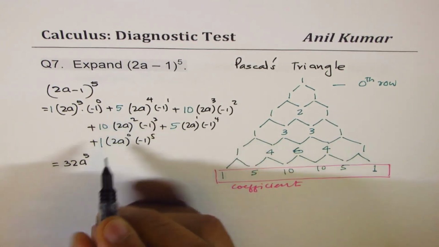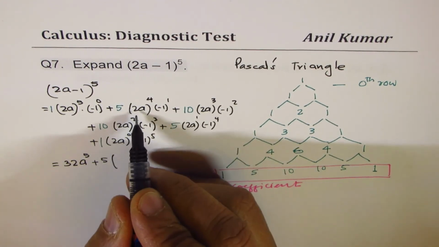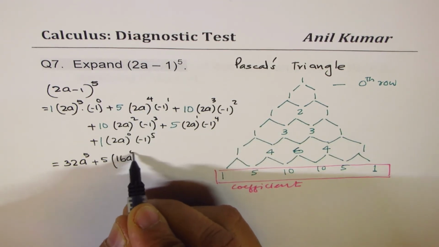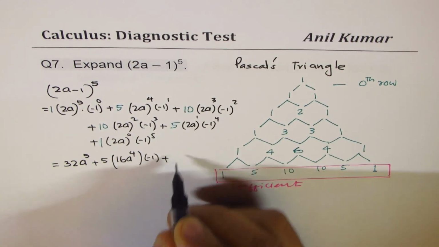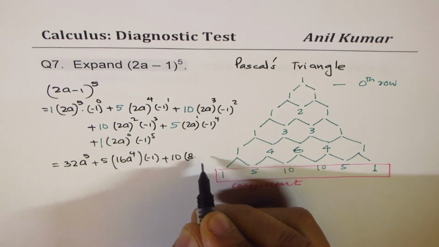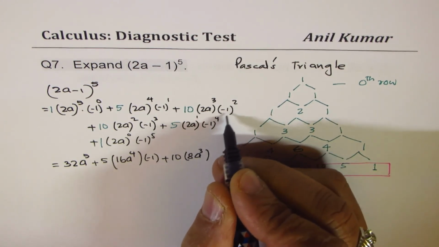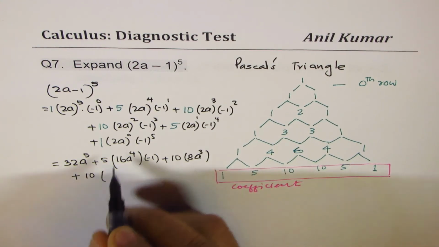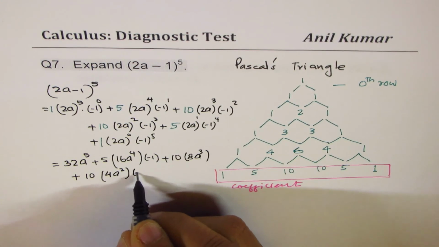Now next term is 5 times, let me write 5 times 2 to the power of 4 is 16, right? So we get 16a to the power of 4, and this is minus 1, plus 10 times 2 to the power of 3 is 8, right? So 8a cube, and that is just 1. So I'm just leaving it away, even powers, right? Then we have plus 10 times 2 square is 4, so 4a square, and this is minus 1, right?